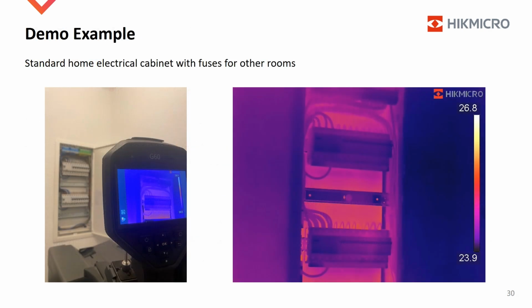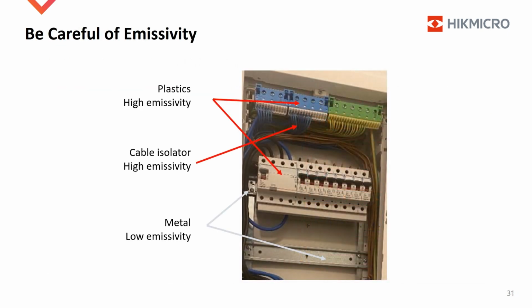Here is a demo example, a standard home electrical cabinet with fuses for other rooms. You can see switches in the cabinet. Be careful of emissivity. It may cheat your thermography camera when reading temperatures. Plastics and cable isolators usually have high emissivity. Metal usually has a low emissivity.